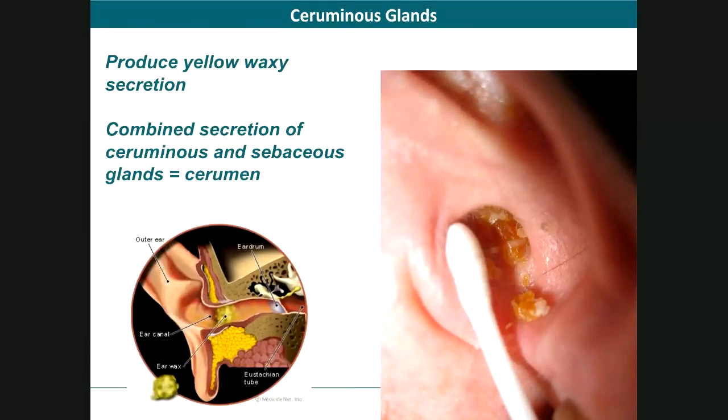Ceruminous glands produce a yellow wax called sebum, and this has got a protective mechanism. This material traps anything going into the ear canal. It traps dust or any particles we don't want into that area.